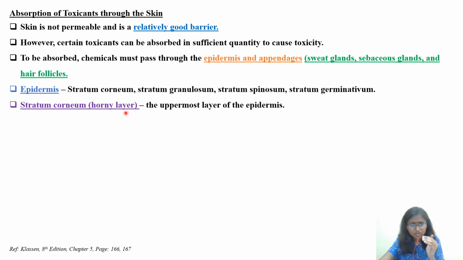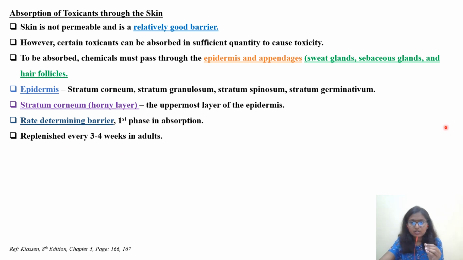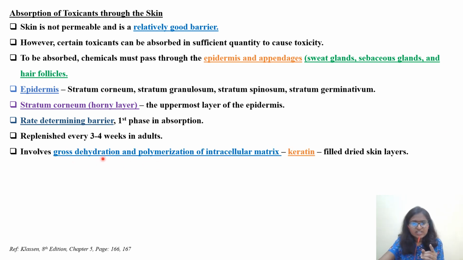Stratum corneum, the horny layer, is the uppermost layer of the epidermis. It is the rate limiting barrier, the first phase in the case of skin or dermal absorption. It replenishes every 3 to 4 weeks in adults; a new layer of stratum corneum keeps forming. It involves gross dehydration and polymerization of the intracellular matrix, keratin filled dried skin layers. That's why keratin is the most protective layer. Our hair follicles and nails are made up of keratin only.